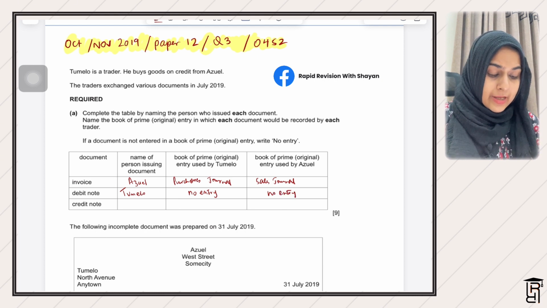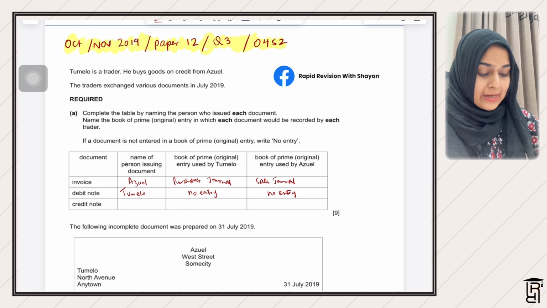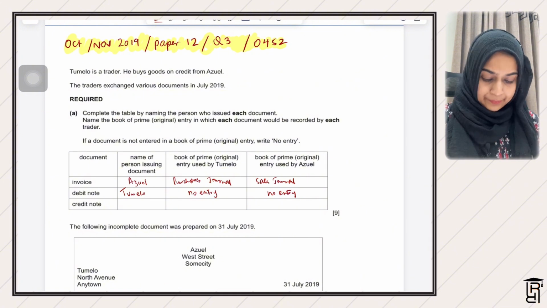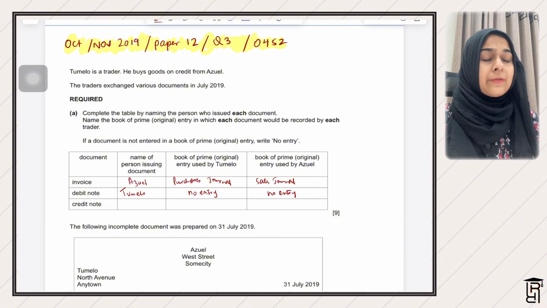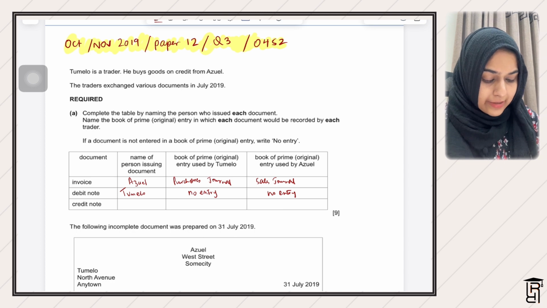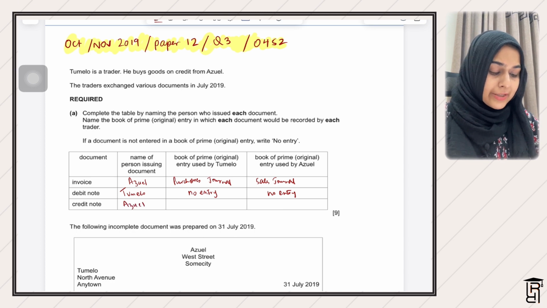Then they are saying credit note will be issued by, again, when Tamello issues the debit note, and Aswell receives the goods and sees that Tamello is right, the goods are faulty, she'll accept the returns and issue a credit note. So I'll write here Aswell is going to issue a credit note.